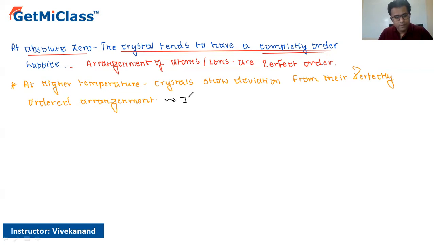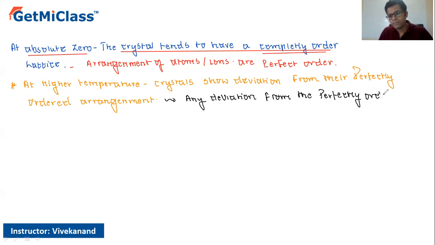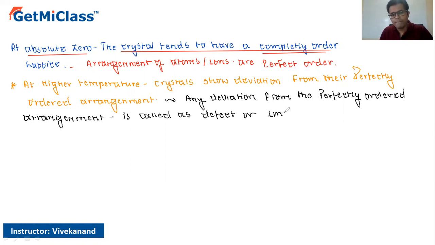Therefore, any deviation from the perfectly ordered arrangement, we call it either an imperfection or a defect. Those are the two terms: defect or imperfection.